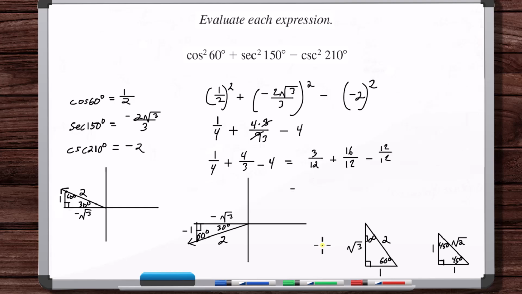Okay, wait, no, sorry. This would be 12. This is not 1. 12 times 4 is 48. 48 over 12. Okay, so you've got 19 twelfths minus 48 twelfths. That's minus 29 over 12. There we go.